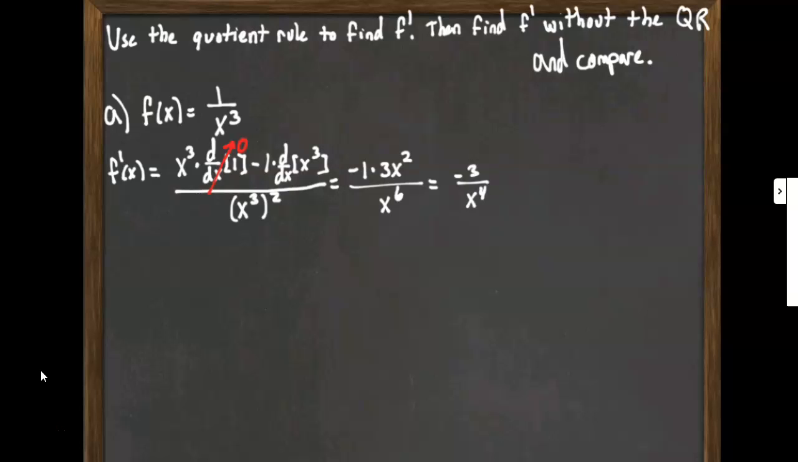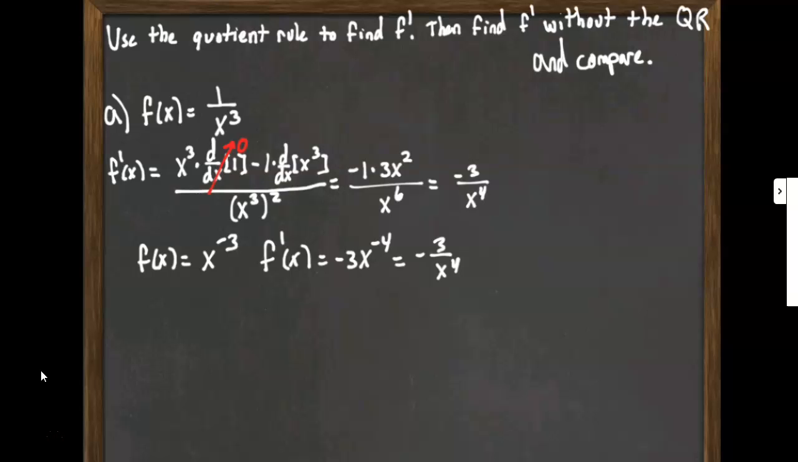And now we want to do this another way without using the quotient rule and just compare our answers. So to do it without the quotient rule, we can realize that 1 over x to the 3rd is the same as x to the negative 3rd power. And then we can just invoke our power rule and say, well, f prime, we would multiply by the exponent negative 3, drop it by 1, it becomes x to the negative 4th.